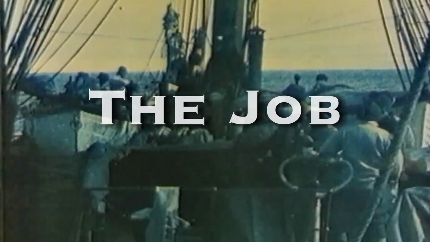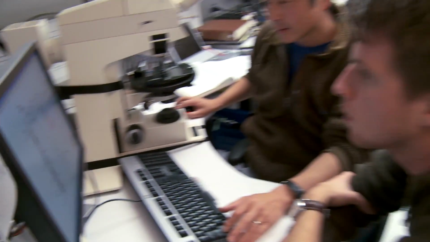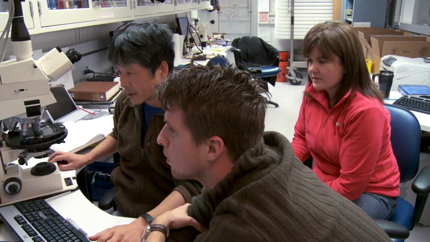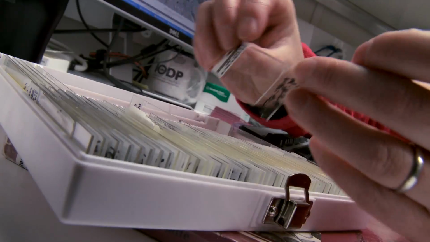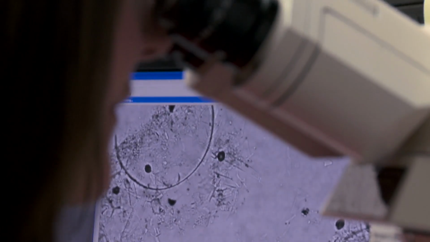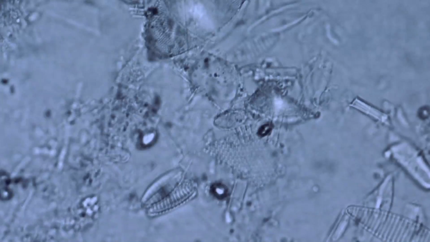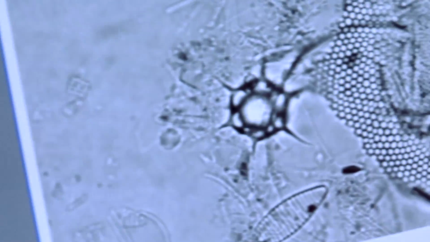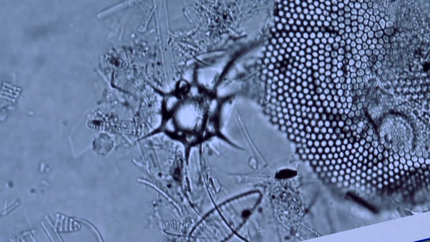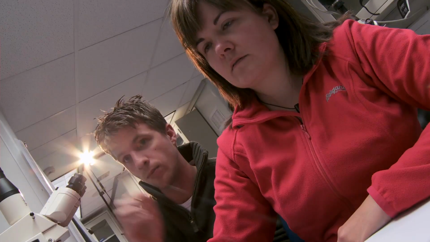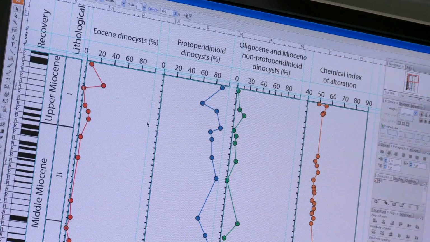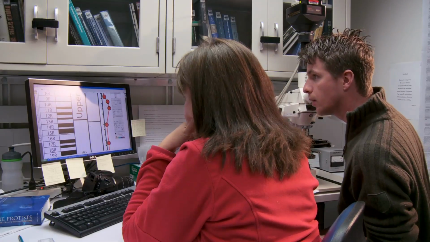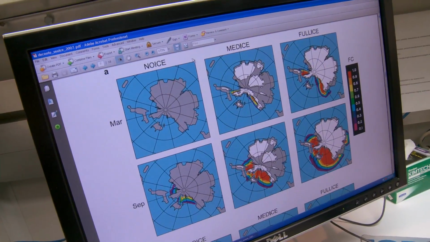My role on the ship is as the coordinator for the paleontology team. Today we're looking at microscope slides, and we process material in the paleontology lab and extract information from the microfossils. So it's mostly looking at ages. We also look at the fossil species to determine the environment that they were deposited in, whether it was a sea ice environment or an open water environment, whether it was hot or cold.